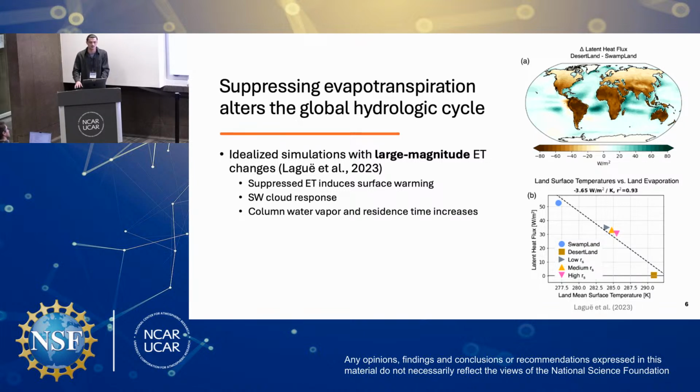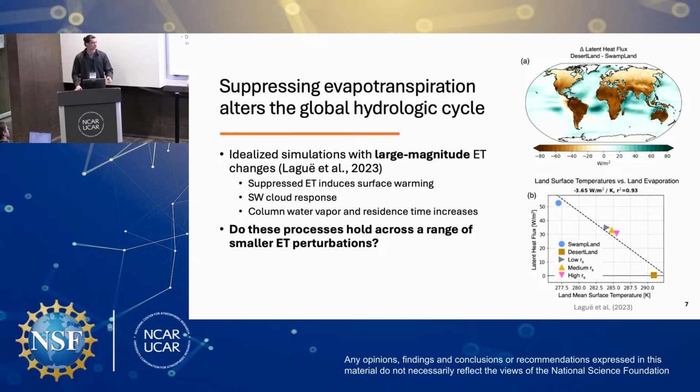So Mercer-Legou ran idealized simulations with very large magnitude ET changes. In the upper right, you can see the change in latent heat flux, with incredibly significant reductions in ET over land. These provide 2 big end members that show you have surface warming when you suppress ET. There's also a shortwave cloud response, which tends to amplify the warming. And the column water vapor and the residence time of water vapor tend to increase in the atmosphere with these large magnitude ET forcings.